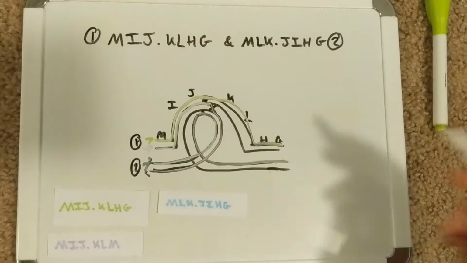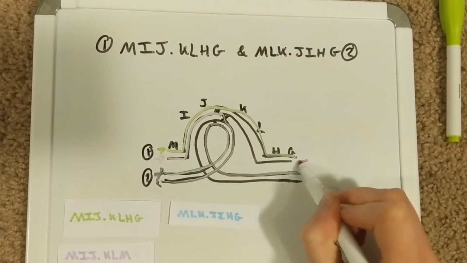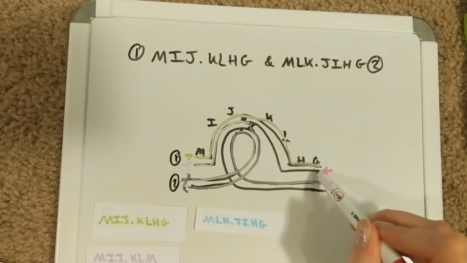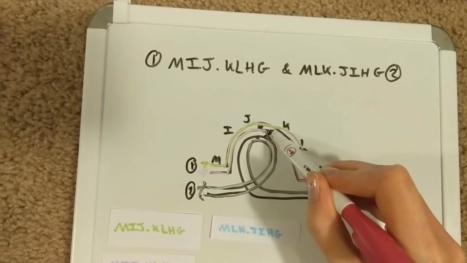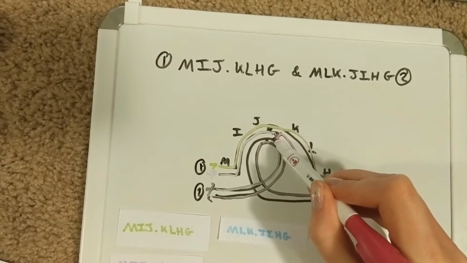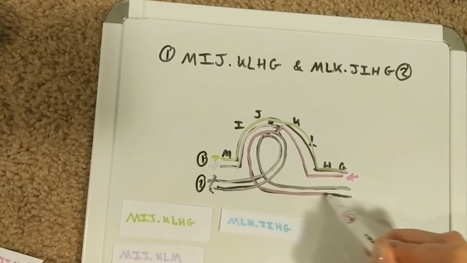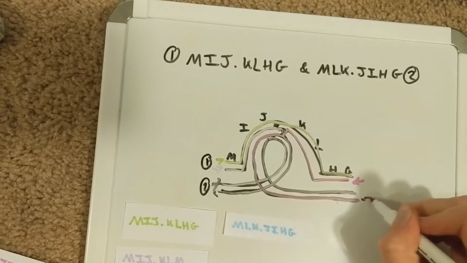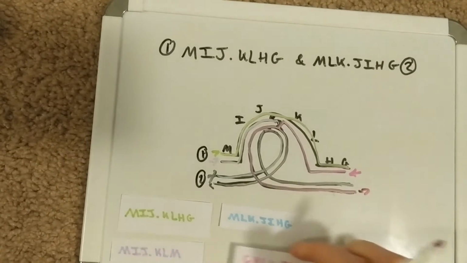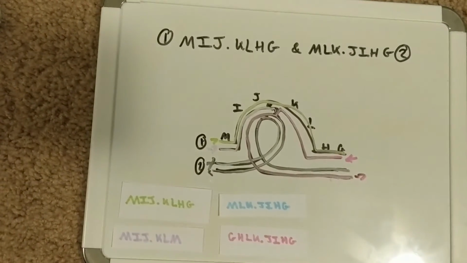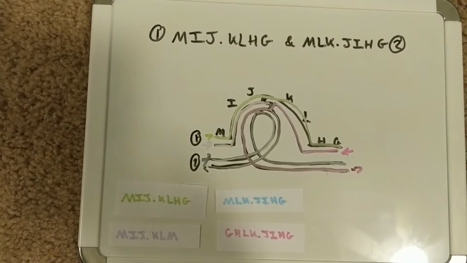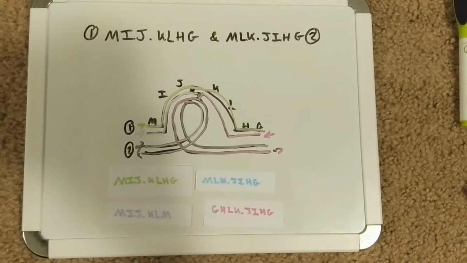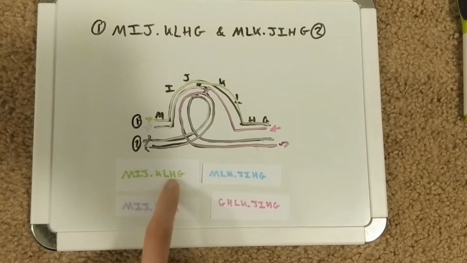MIJ.KLM. The pink roller coaster will take this last track to go up, cross over, take a loop, and go back to create gamete GHLK.JIHG.